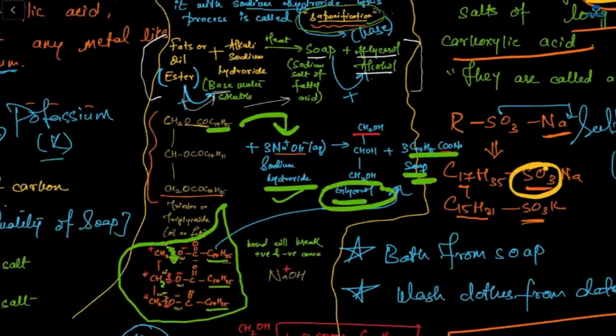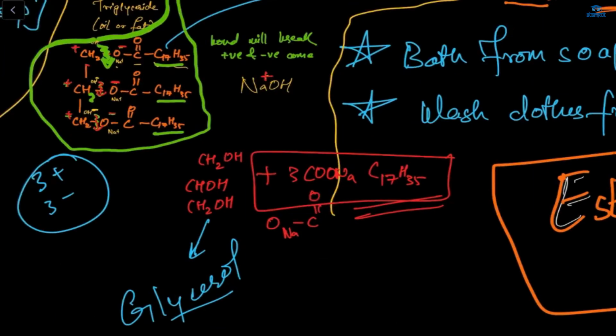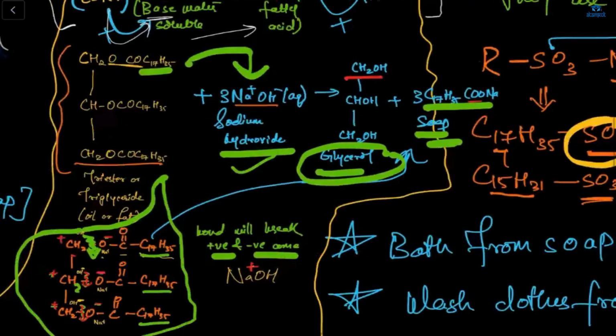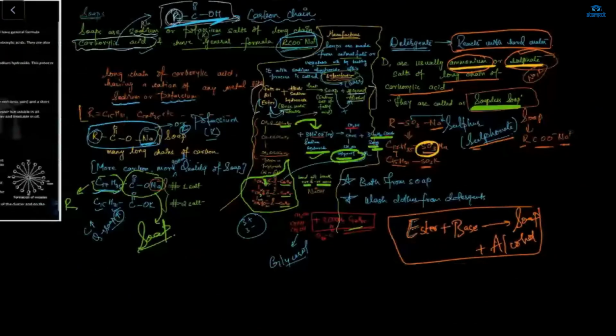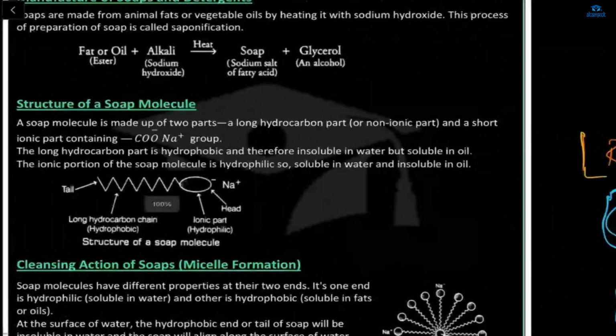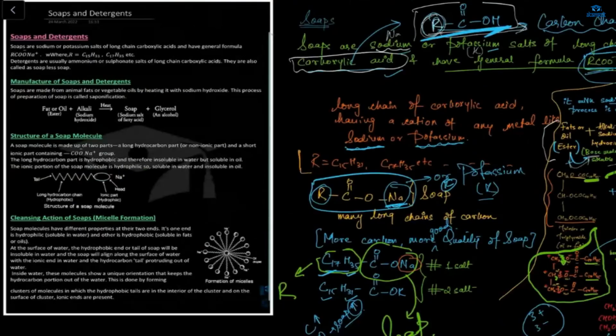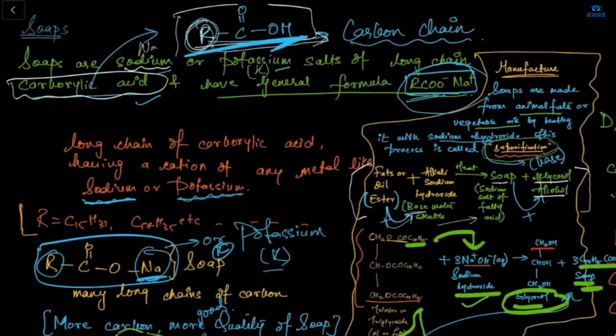Okay, very basic one. Here this is 3ONaC17H35. The bond will break, and the negative and the positive will come, so this will become Na plus and OH minus. So this is a very basic one. And here this is also a diagram of a soap. We will discuss this also, but let me quickly revise this.